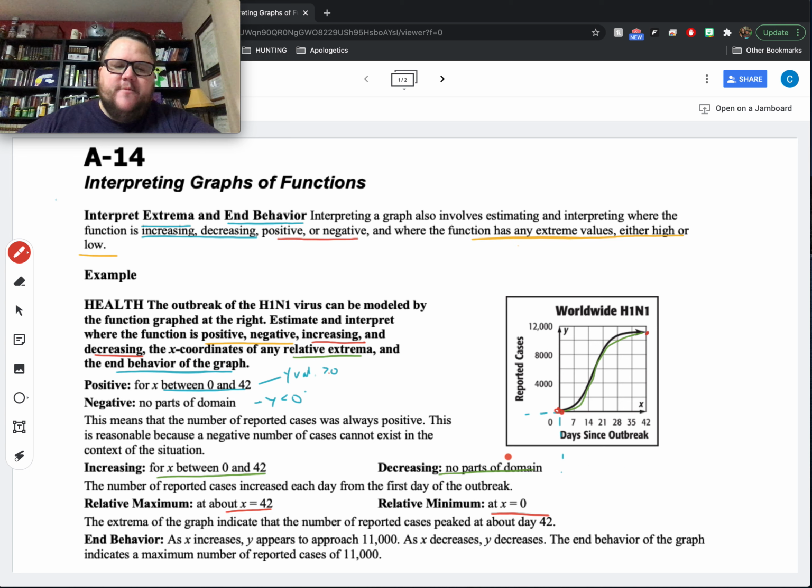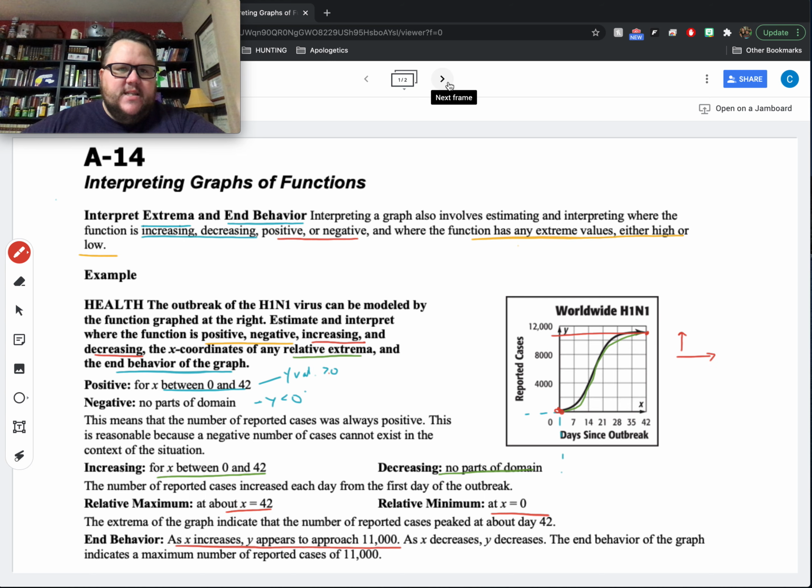And the end behavior, if I look at this, is where the arrow is. As x is increasing, as x is going to the right, y is going up. So as x increases, in this case, y approaches about 11,000 cases. The end behavior of the graph indicates the maximum number of reported cases of 11,000.